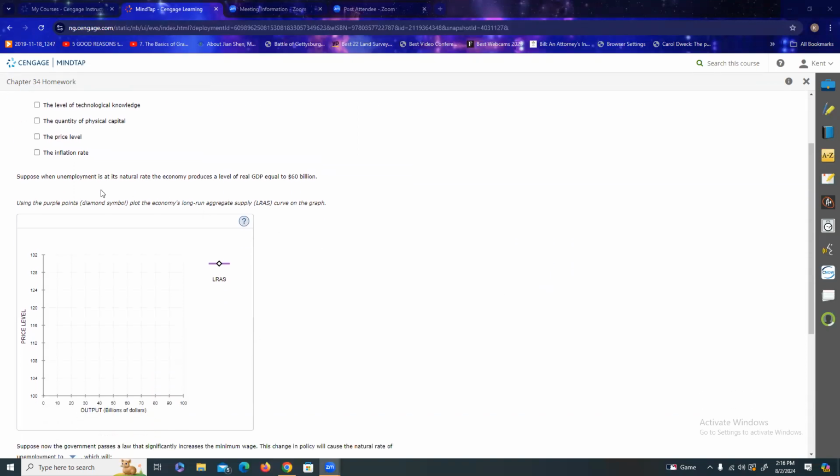Suppose when unemployment is at its natural rate, the economy produces a level of real GDP equal to 60 billion. Okay, 60 billion's right there.